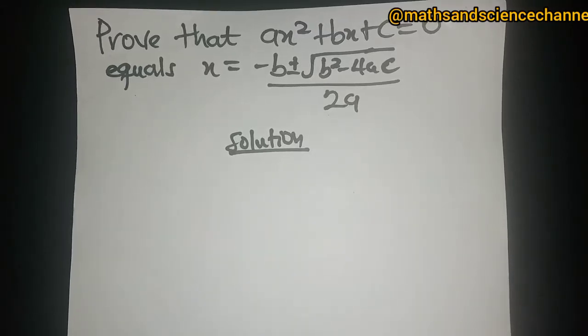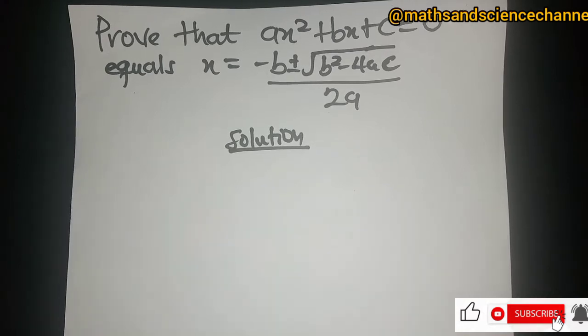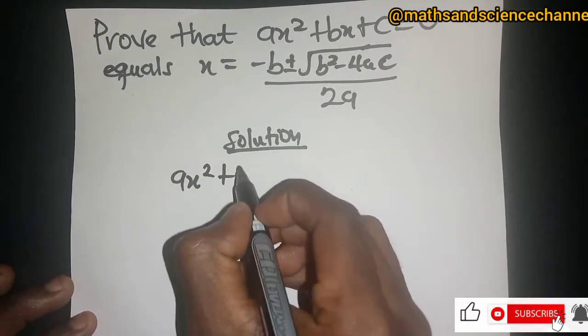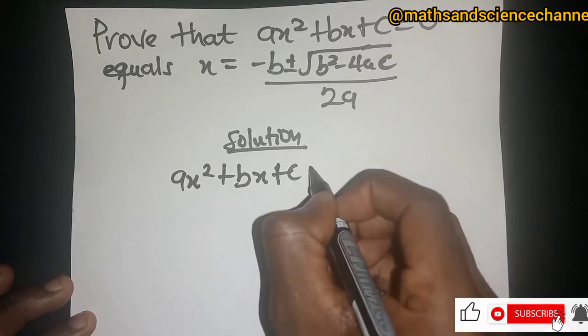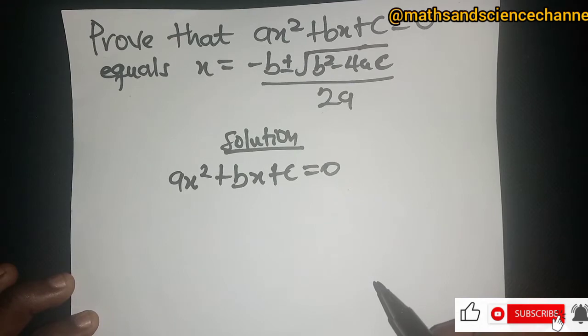This time we have to prove that ax squared plus bx plus c equals 0 gives the quadratic formula. So let's quickly move on. Now we have ax squared plus bx plus c being equal to 0, where the coefficients of x squared and of x and the constant c can be any value. So we can have a, b and c being any value at all.